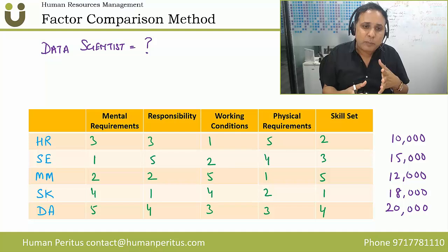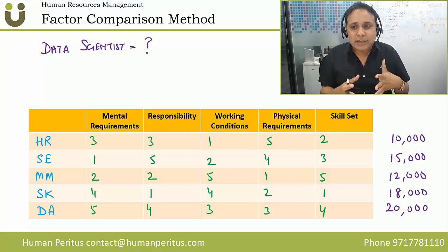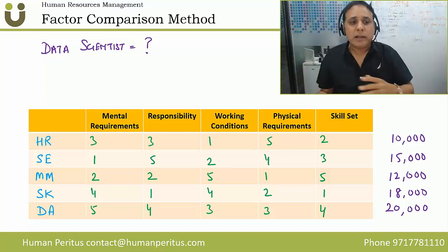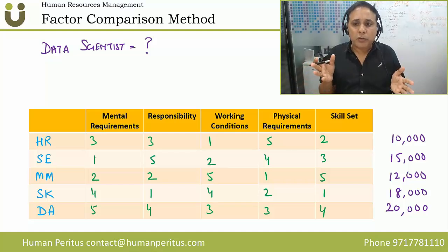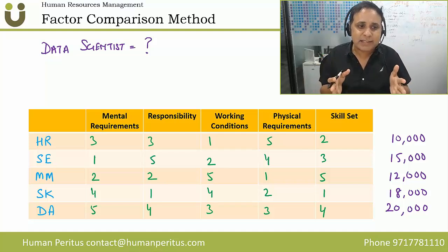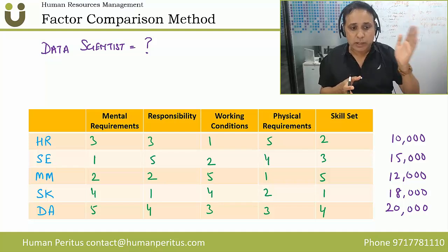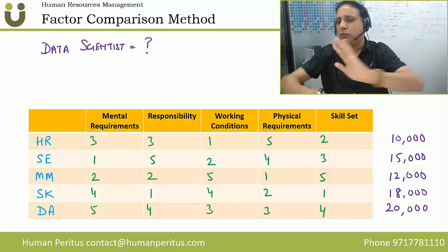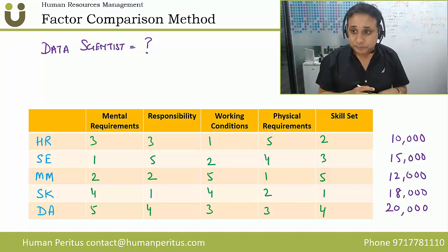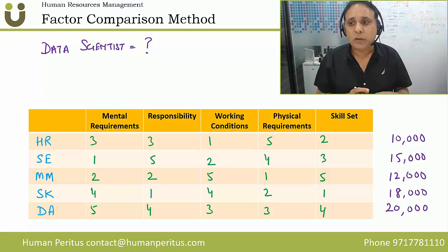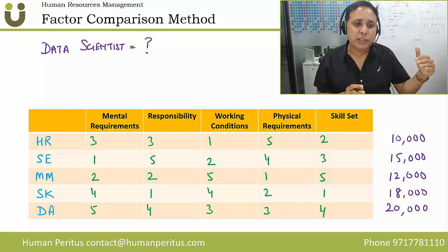Depending upon that, for example, if I take skill set, the fifth one, how do we rate skill set for these 5 jobs: HR manager, software engineer, marketing manager, storekeeper, and data analyst, and then I rank them 1, 2, 3, 4, 5. Okay, first thing done. The second thing I do is that I take each of the jobs individually.